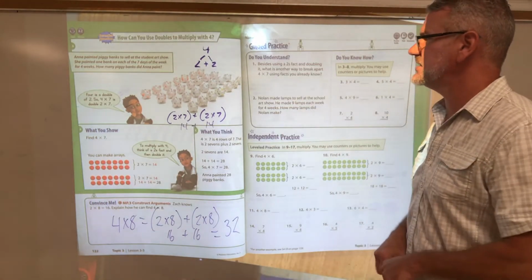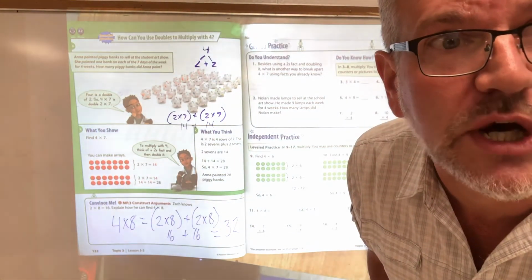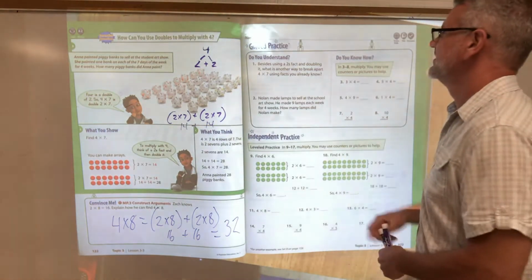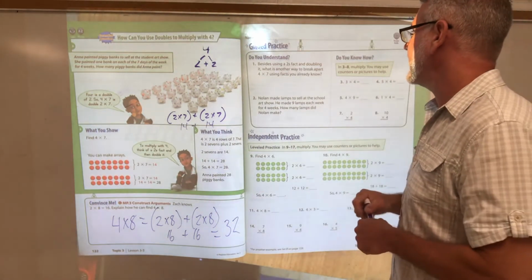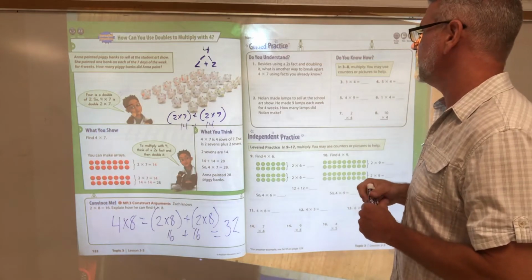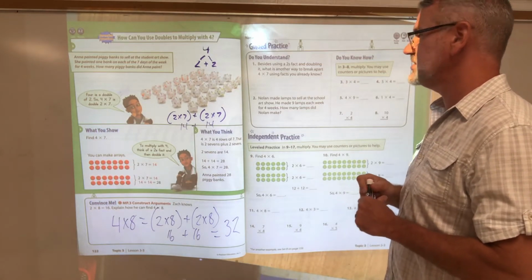Let's go to the guided practice. Do you understand? Besides using a 2's fact and doubling, what's another way to break apart 4 times 7 using facts you already know?